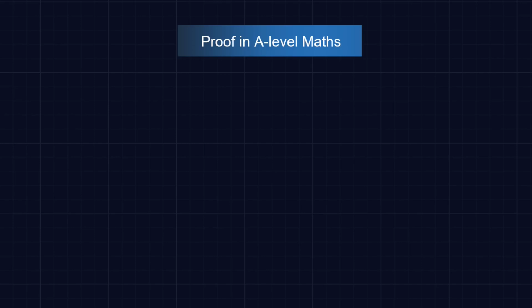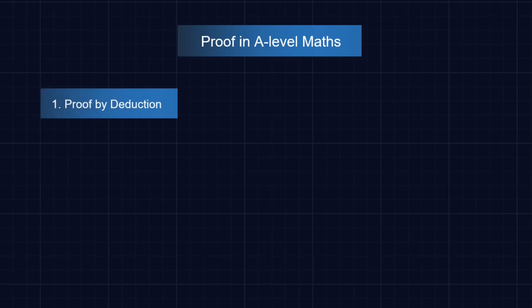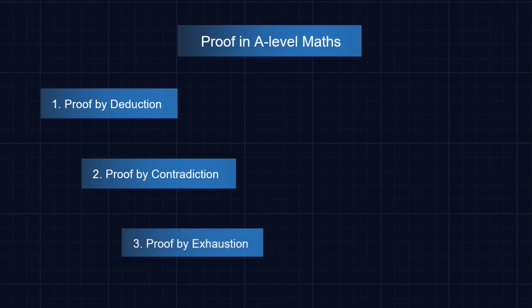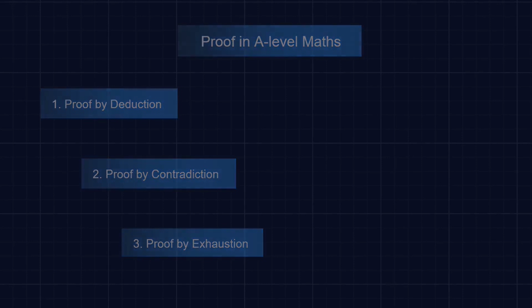You need to know three methods of proof for A-level maths. 1. Proof by deduction. 2. Proof by contradiction. And 3. Proof by exhaustion. In this video, we're going to look at the first, proof by deduction, otherwise known as direct proof. I want to go through 6 examples. Here's the first.